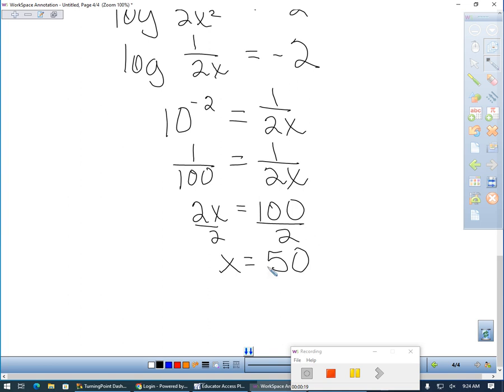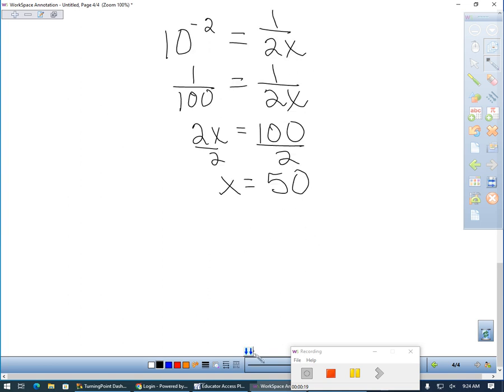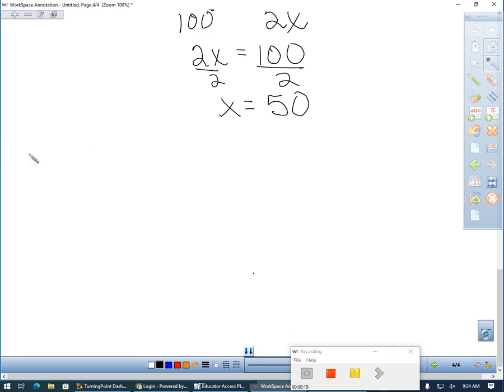All right, number 60. For number 60, we have 5 to the 2x equals 20. So it says to solve it by graphing. So you could graph both of them and find out where they intersect. Or we can just do it algebraically. It doesn't matter to me which way you choose to do it.